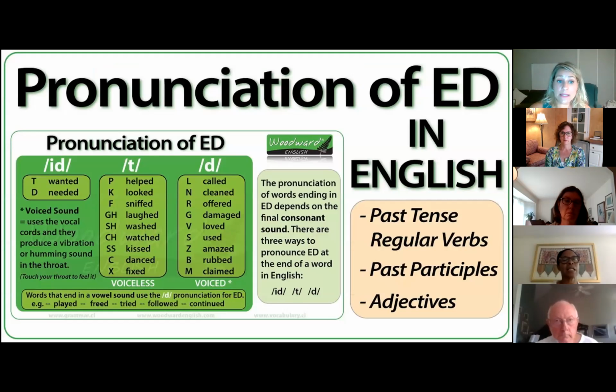If the word ends in a voiced or a voiceless sound, let's say a voiceless sound like a P or a K, then the sound you create at the end will sound like a T. So help becomes helped. Look becomes looked. Sniff, sniffed, okay? Likewise, if it is a voiced sound, then the sound you hear at the end is going to sound like a D, a voiced sound. Called, cleaned, offered, okay?